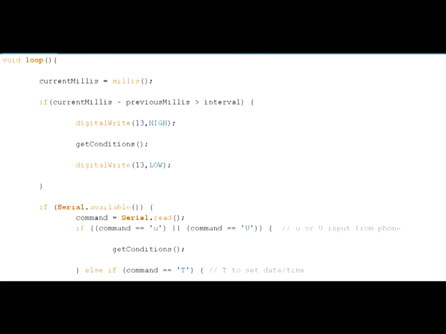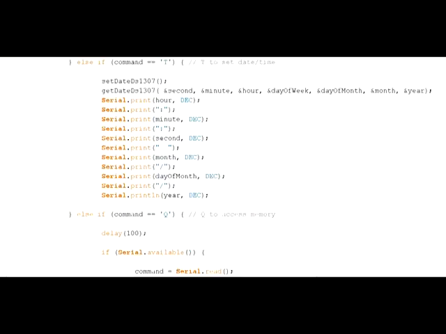Then I can say, okay, the previous millis, which in this case would be 0, if this number of millis minus that is greater than my interval, it will run my get conditions. Otherwise, it'll move on to my serial available. So what that does is, if it is not time to get a query, I can say, okay, read the command coming out of my serial device with my phone or Bluetooth device.